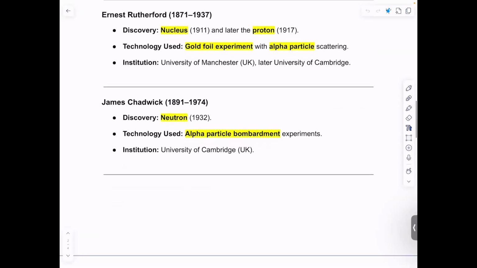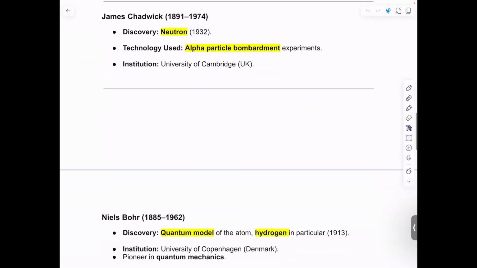We also have James Chadwick. He did some discovery with the neutron, and he used the alpha particle bombardment experiments. So he's what led us to our knowing today that neutrons reside in the nucleus. They don't have a charge. Remember, neutron, neutral, that should hopefully make sense there.